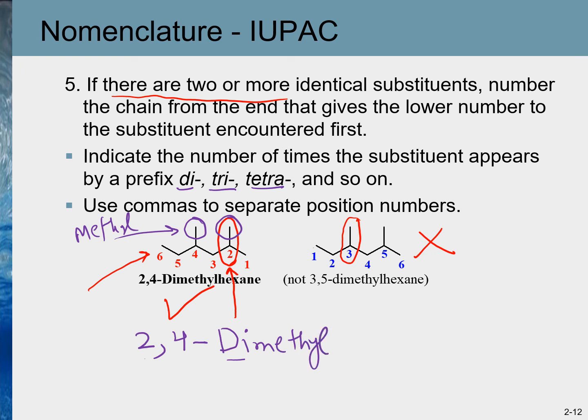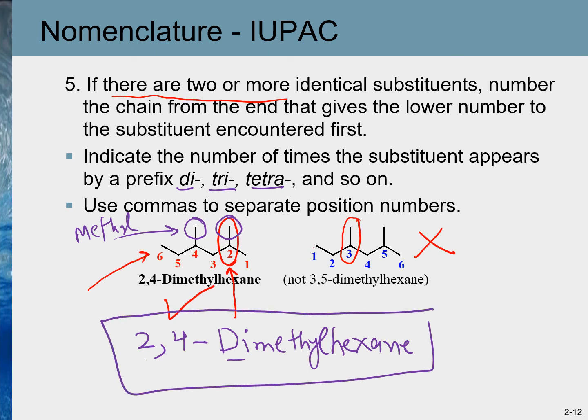One at number 2 position, the second one at number 4, and then we complete the name by writing the parent chain, which is hexane, because it's a 6 carbon long chain. So that's the IUPAC name of an alkane with multiple substituents.